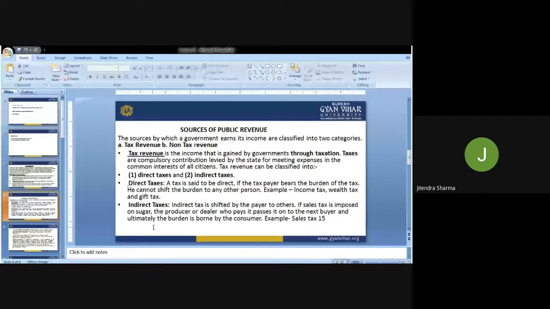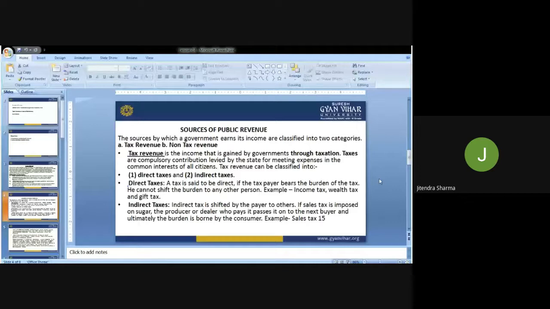So let us now once again come to the point of source of public revenue. Actually, the means and ways from which the government earns the income are classified into two categories: the tax revenue or non-tax revenue. It means there are two categories under which the government revenue is further classified. Number one, the tax revenue. Then the second one is non-tax revenue.